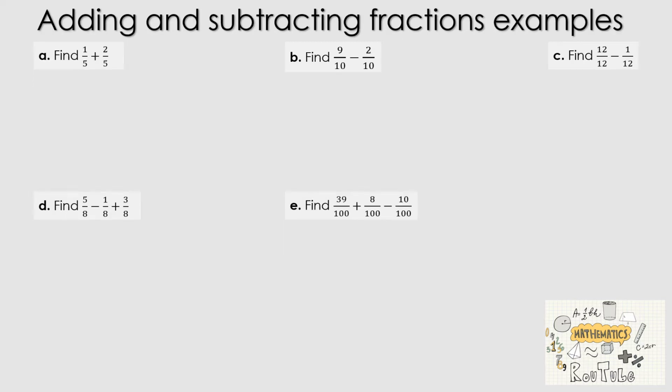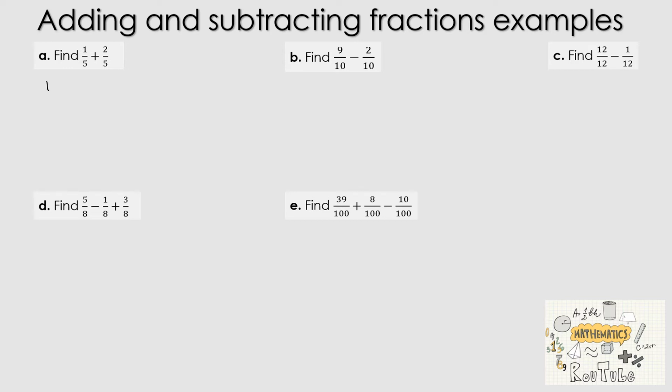All right, so let's actually have a go at adding and subtracting some fractions. The first question, question A, says find 1/5 plus 2/5. As we know, we can only add or subtract fractions if they have the same denominator. In this case, we do have the same denominator. The denominators are both 5. Therefore, we can simply add the numerators together.